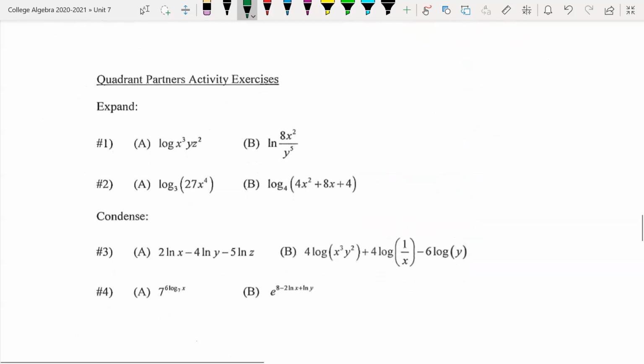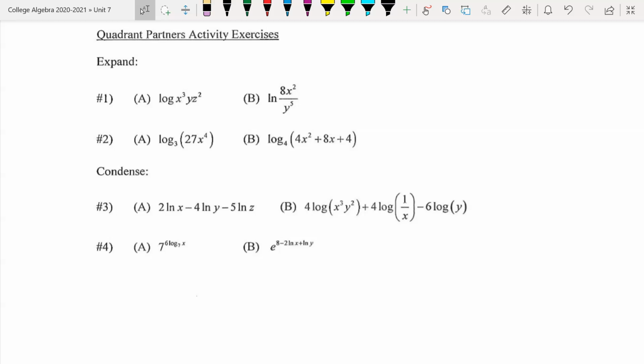So then I just have some practice problems for you guys to do. All right, so 1, 2, and then B and B. I want you to try all 4 of them in the expand and the condense part. So number 1 up here, we're expanding. So I should have log, there's a 3 out front of x, plus log of y, plus 2 log of z. So hopefully that's what you got for the first one.